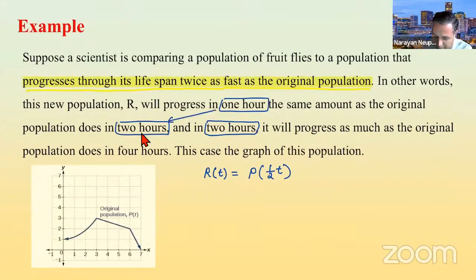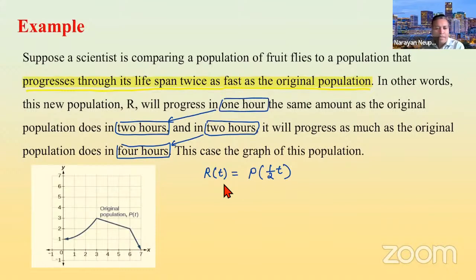1 hour and 2 hours has the relation. Similarly, 2 hours and 4 hours have the relation. But we know that this new population R of T is faster. That means it will take half of the previous time. So what we're asked to do in this case is to graph this new function R of T. So now, let's begin the graph.